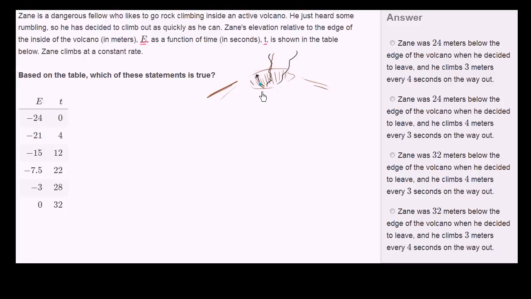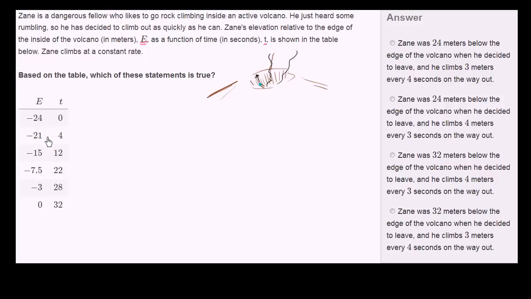So let's think about what they're telling us. Based on the table, which of these statements is true? I'm not going to even look at these statements here. I'm just going to try to interpret this. So his elevation as a function of time in seconds is shown in the table below. His elevation is negative 24 when time is equal to 0.